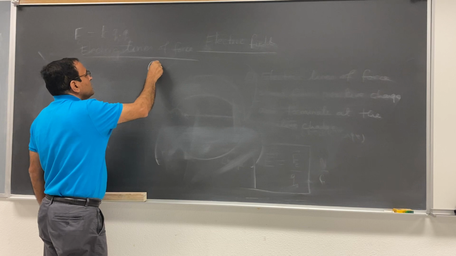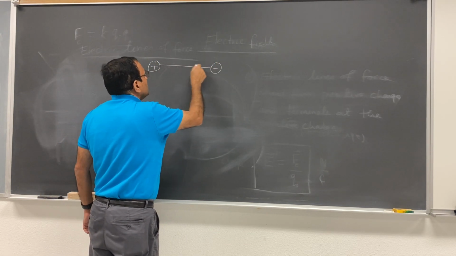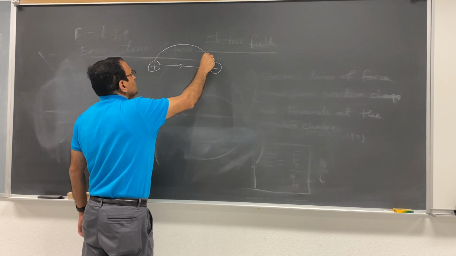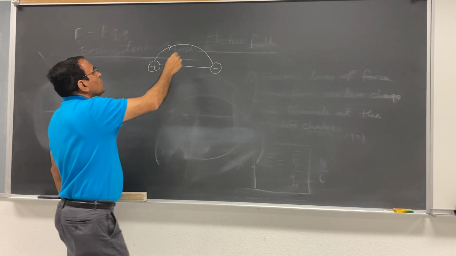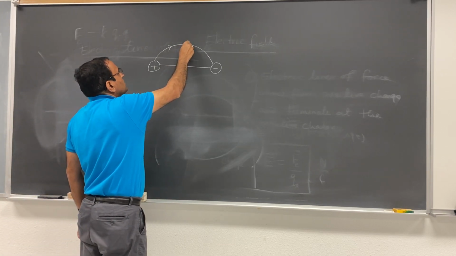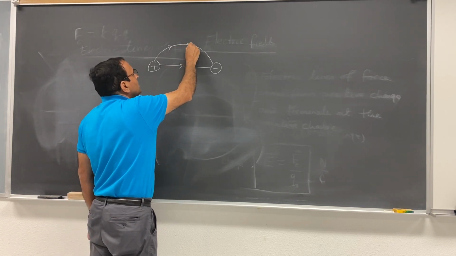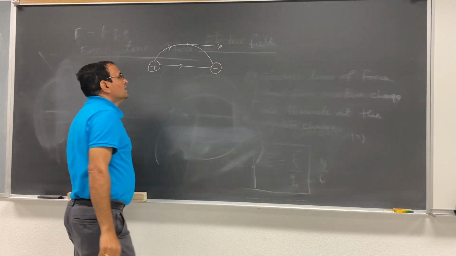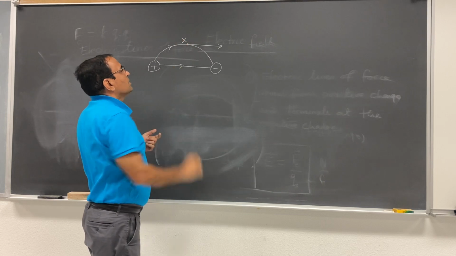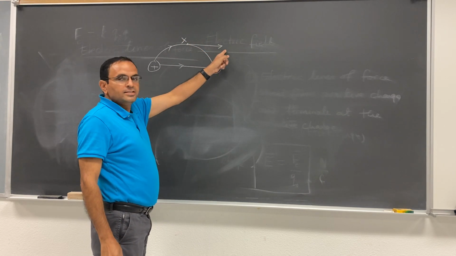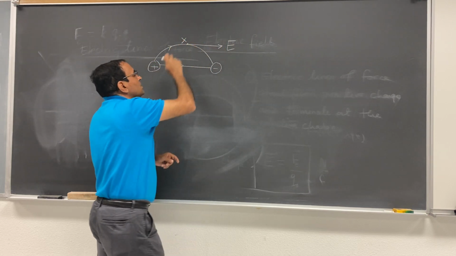Suppose you have again the same diagram. So this is your electric lines of force, and you can give the arrow. If you draw the tangent at any point, I choose this point, and if you draw the tangent like this, let me call it point X, this tangent gives you the electric field at this point.